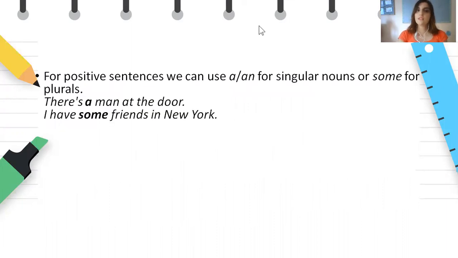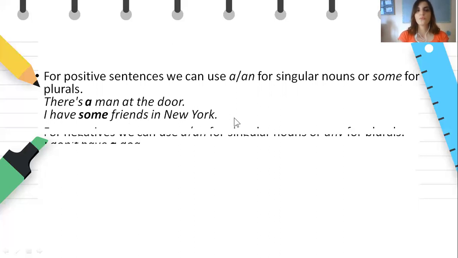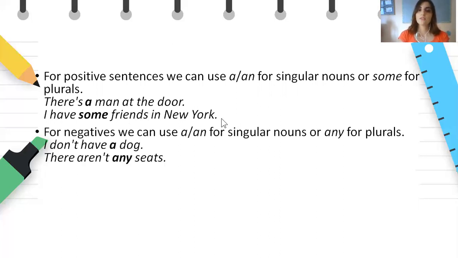For positive sentences, we can use a or an. For example, there's a man at the door, for singular, or some for plural. I have some friends in New York. For negatives, we can use a or an for singular nouns, such as I don't have a dog, or any for plural. For instance, there aren't any seats.